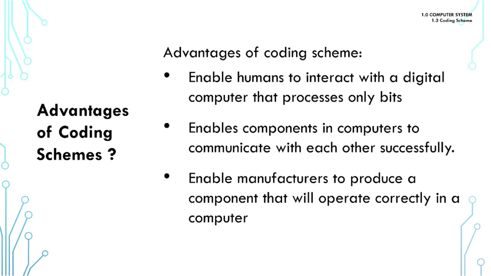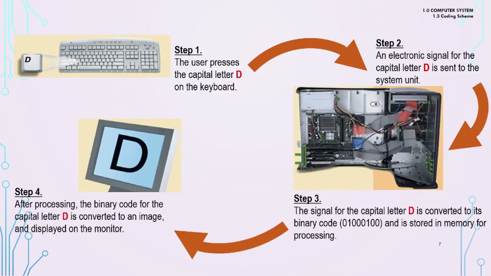So what is the advantage of a coding scheme? Advantages of coding scheme: it enables humans to interact with a digital computer that processes only bits, and then enables components in a computer to communicate with each other successfully. Another advantage is it enables manufacturers to produce components that will operate correctly in a computer. So this one has a figure. The figure shows the idea of how a human understands and then converts to the computer system.